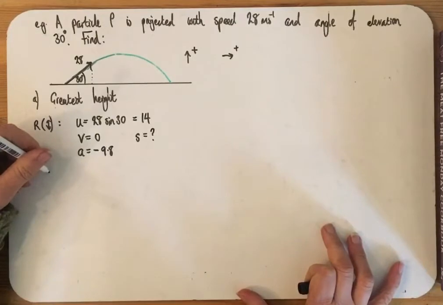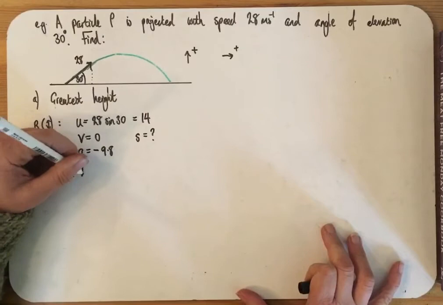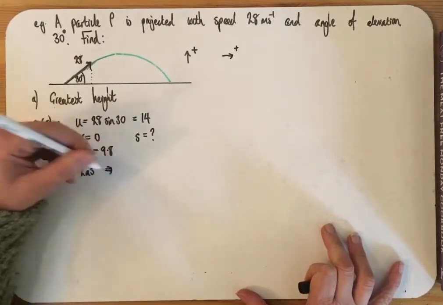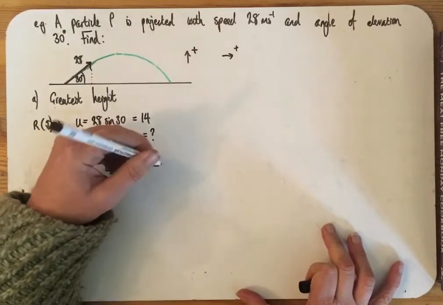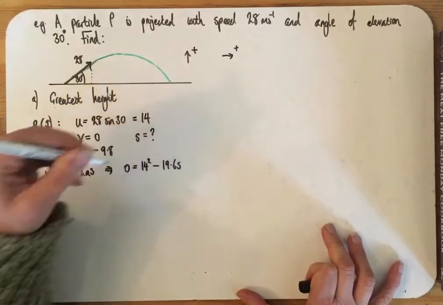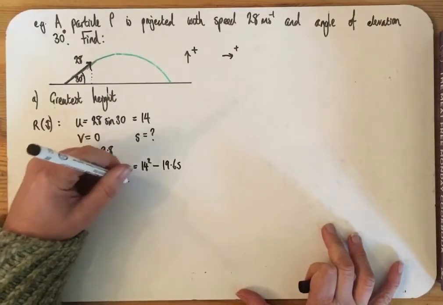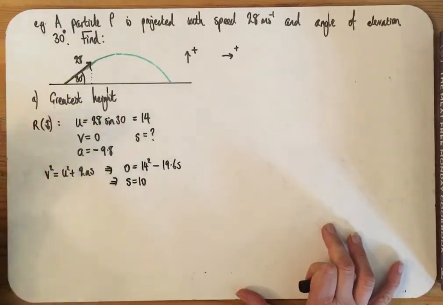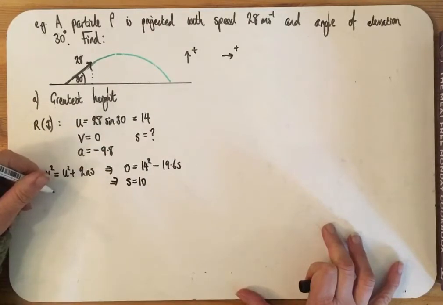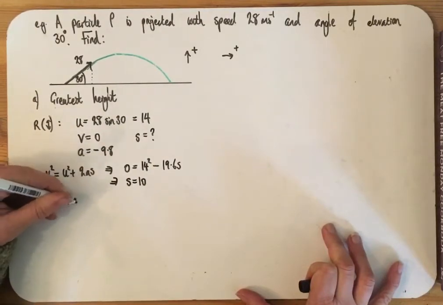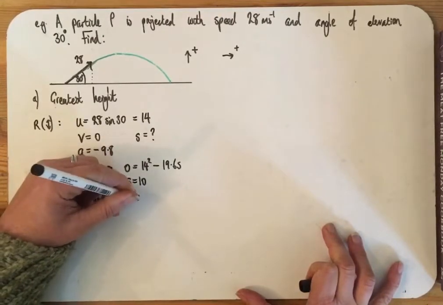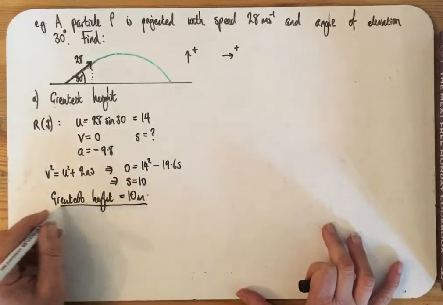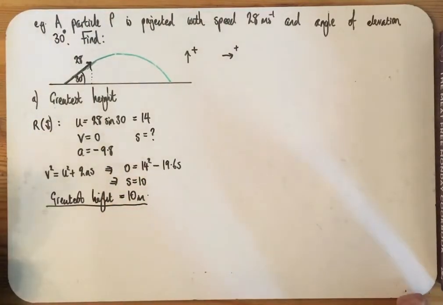So for this one, we can use v squared equals u squared plus 2as. So 0 is equal to 14 squared minus 19.6s. And so from there, s is equal to 10. In an exam, it might be good to be quite explicit. So greatest height equals 10 metres rather than just leaving it as s equals 10. So just make sure you're answering the question being asked.